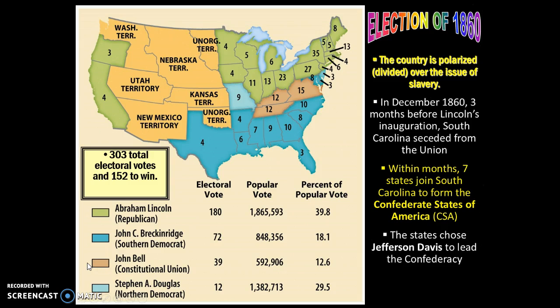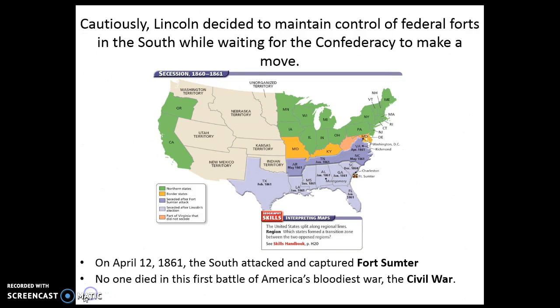Within 7 months, 7 states join South Carolina to form eventually the Confederate States of America, and the states choose Jefferson Davis to lead the Confederacy as their president. So the fear that we have had for many years, even going back to 1776 and the signing of the Declaration of Independence, has finally come true, that the South has left the country.